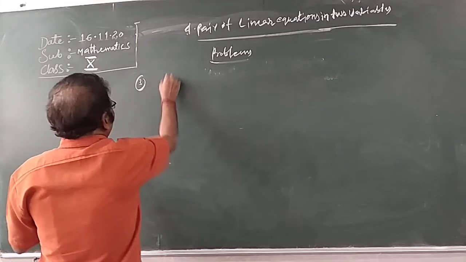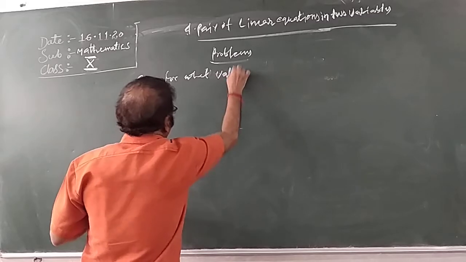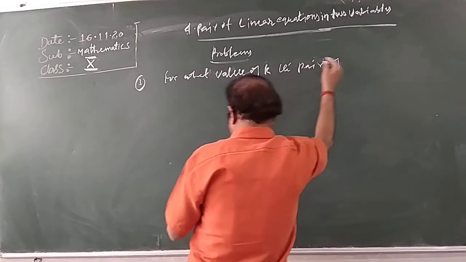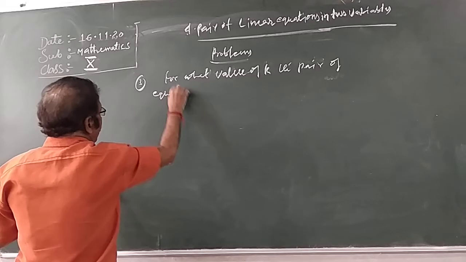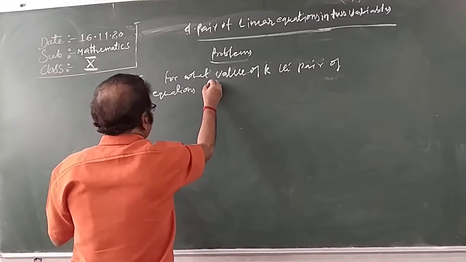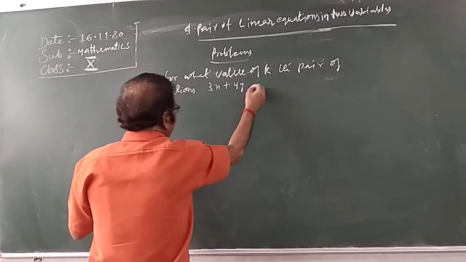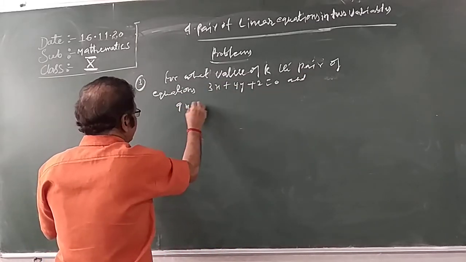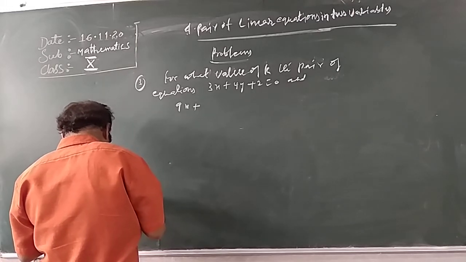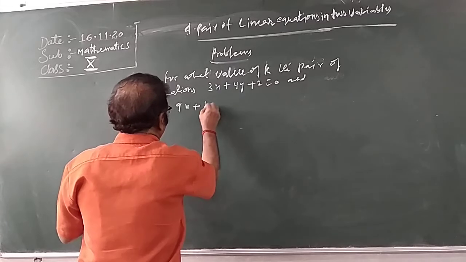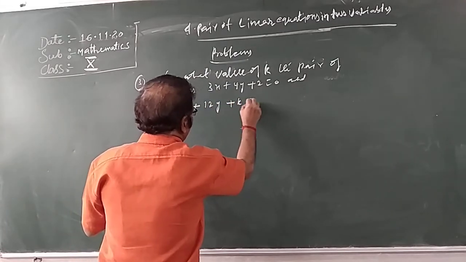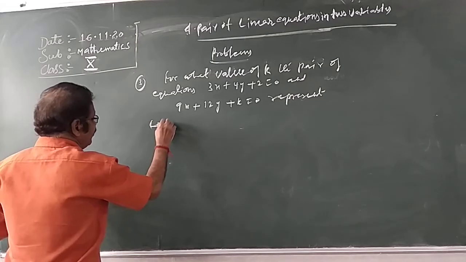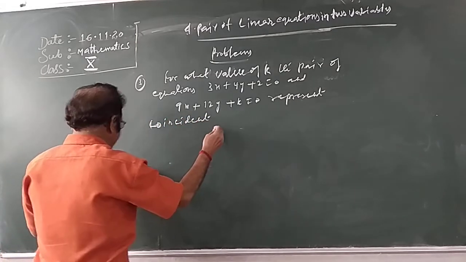For what value of k does the pair of equations 3x plus 4y plus 2 equal to 0 and 9x plus 12y plus k equal to 0 represent coincident lines?